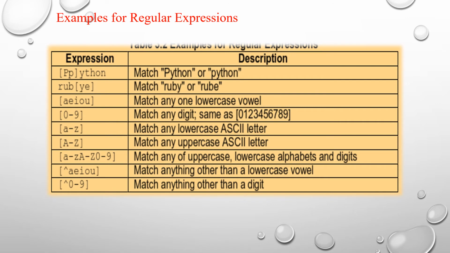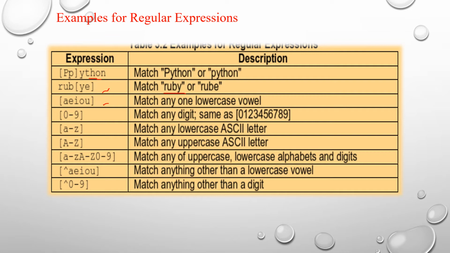So here, consider one expression. We are using uppercase P and lowercase p specified within the square brackets, [Pp]ython. The description of this expression is it matches Python with uppercase or lowercase P. Let's consider another expression, [Rr]uby. It matches Ruby with uppercase R or lowercase r.